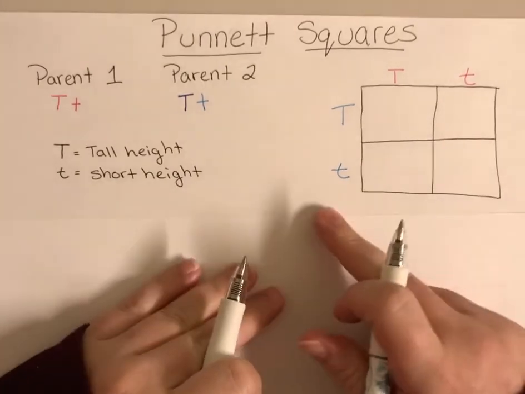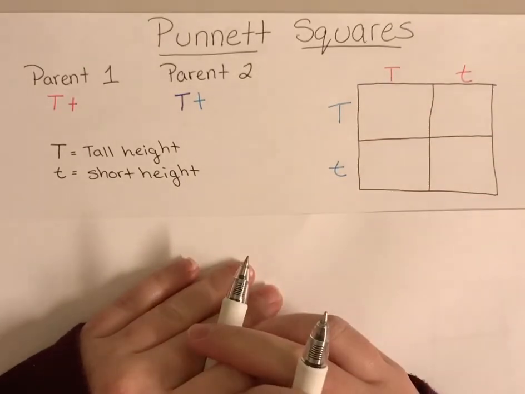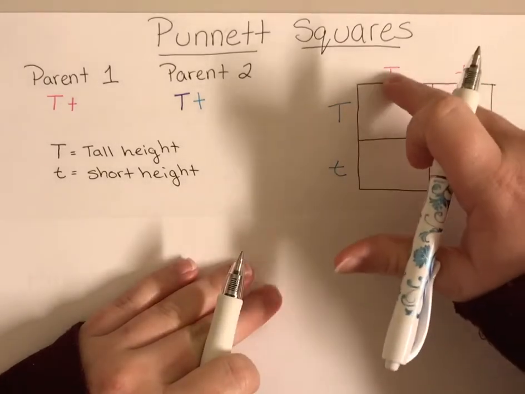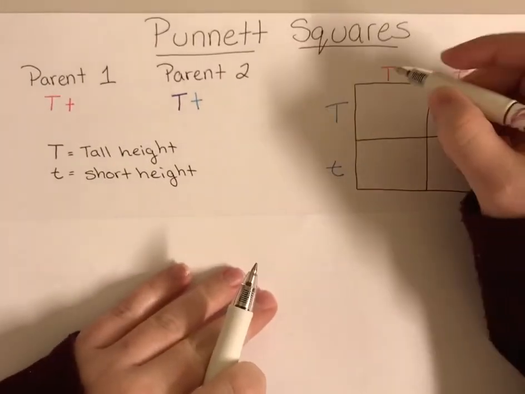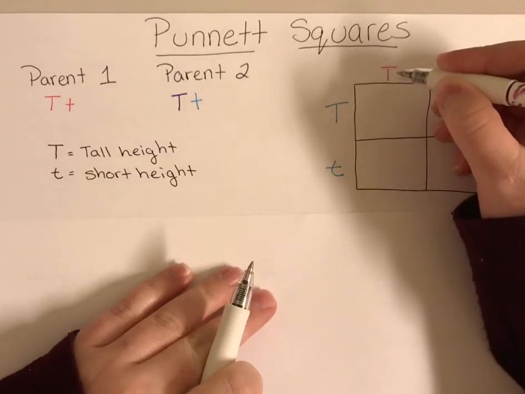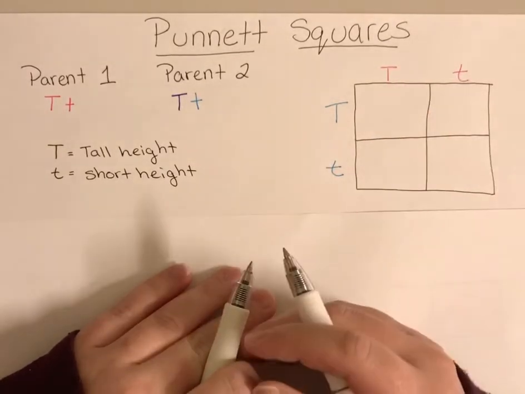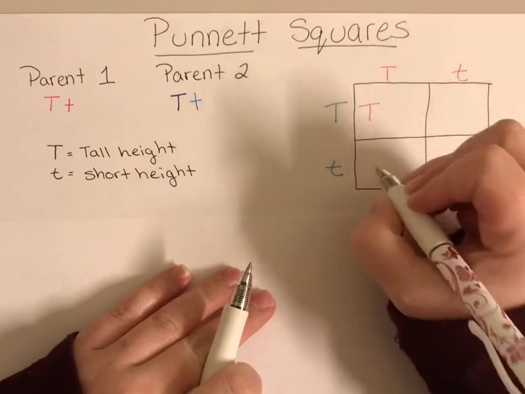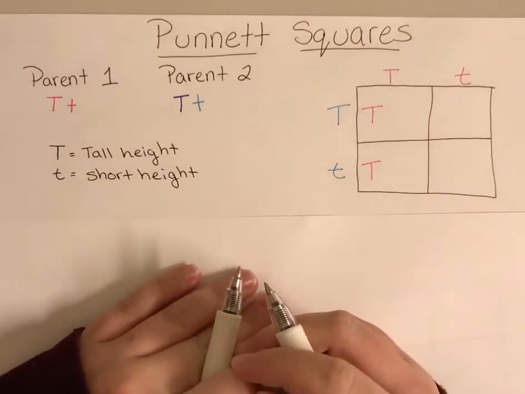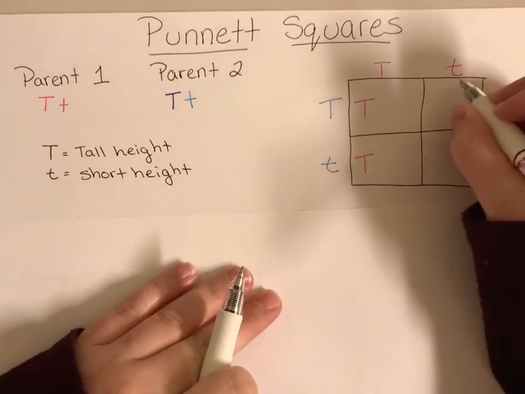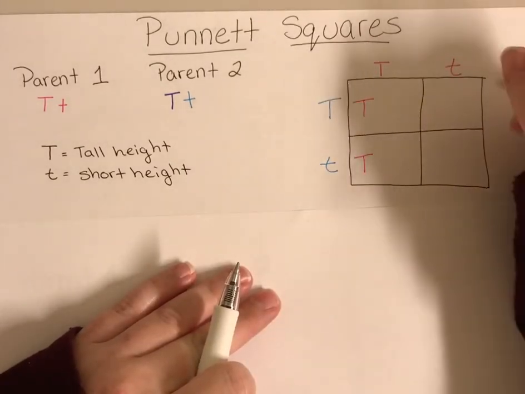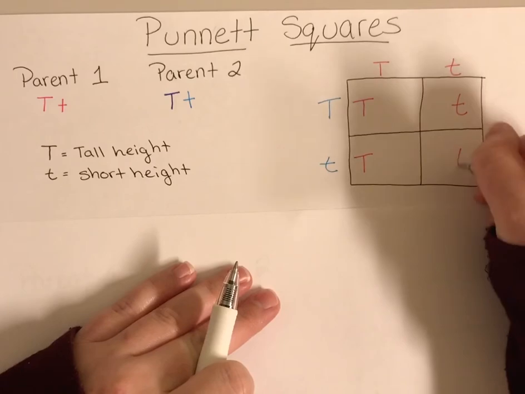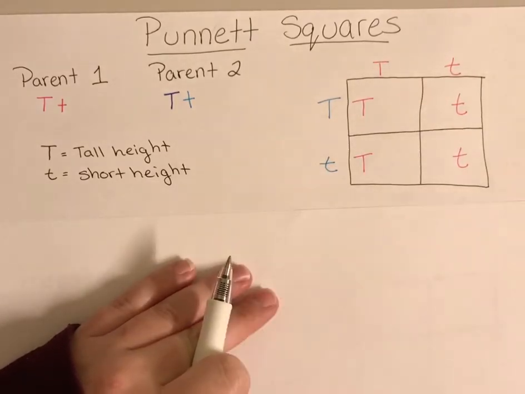We're going to combine these alleles in different ways. So for the big T here from parent 1, the tall allele, we're going to put it in all of the squares that it is above. So we're going to put a big T here and a big T there. And for the second allele, we're going to go ahead and put this one in all the boxes that it is above. So a t there and a t there.